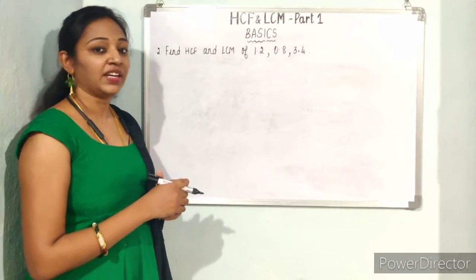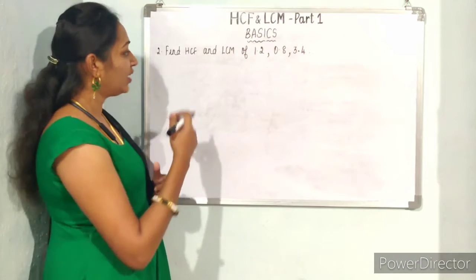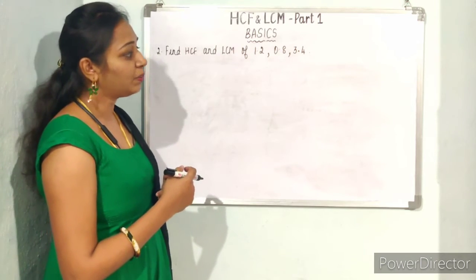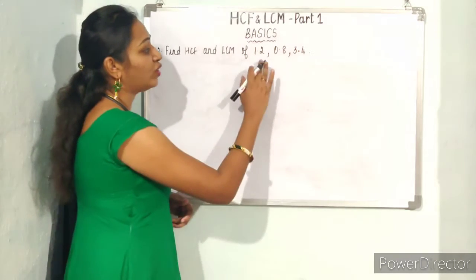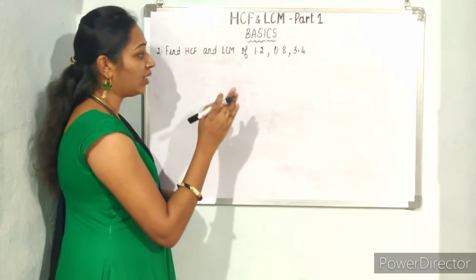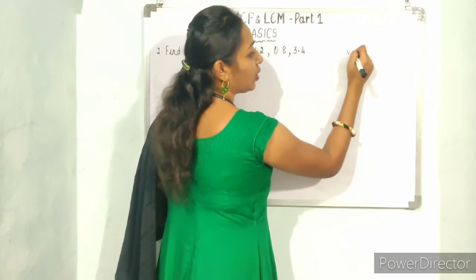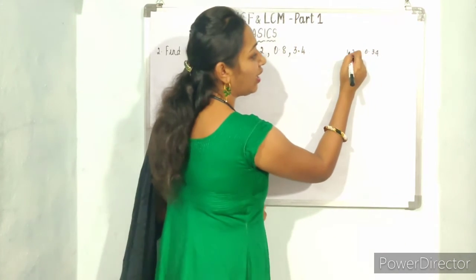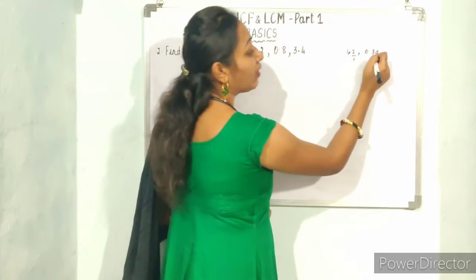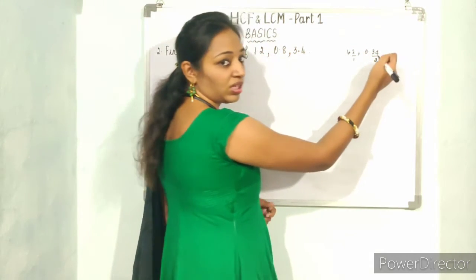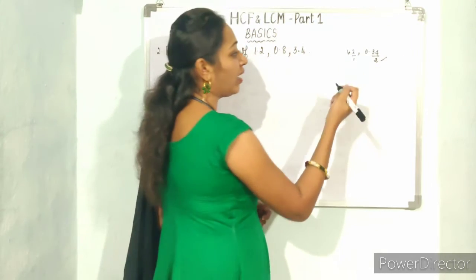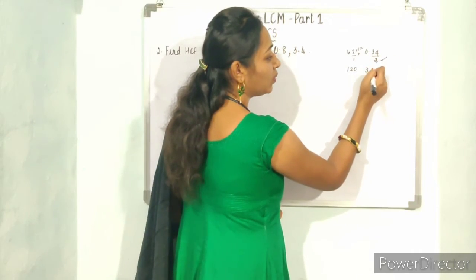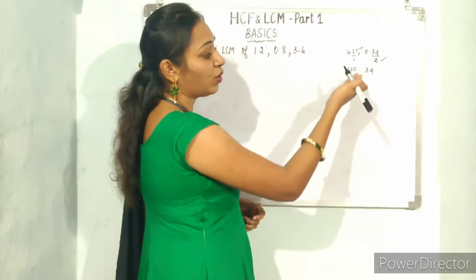Now let's find the HCF and LCM of decimal numbers. Okay, let's see the question. Find the HCF and LCM of 1.2, 0.8 and 3.4. Now what you have to do is convert the decimal numbers into whole numbers. For example, if the numbers are 1.2 and 0.34, after the decimal point you have 1 digit and 2 digits. 2 is the highest, so you have to multiply all the numbers by 100. Then it becomes 120 and 34, and now you can find the HCF and LCM of the given numbers.